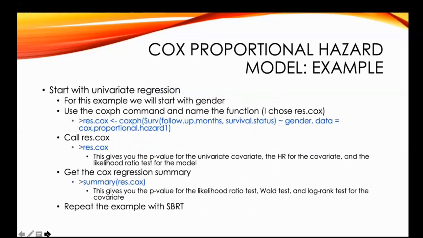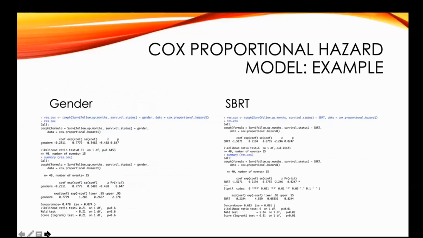We'll start with univariate regression just to do it step by step. We'll start with gender. We're going to use the coxph command and name the function. I named it rescox. Then we're going to get a summary of that, and that is going to give us a p-value for the univariate covariate, the hazard ratio for the covariate, and the likelihood ratio test for the model. And then we can repeat the same example with SBRT.